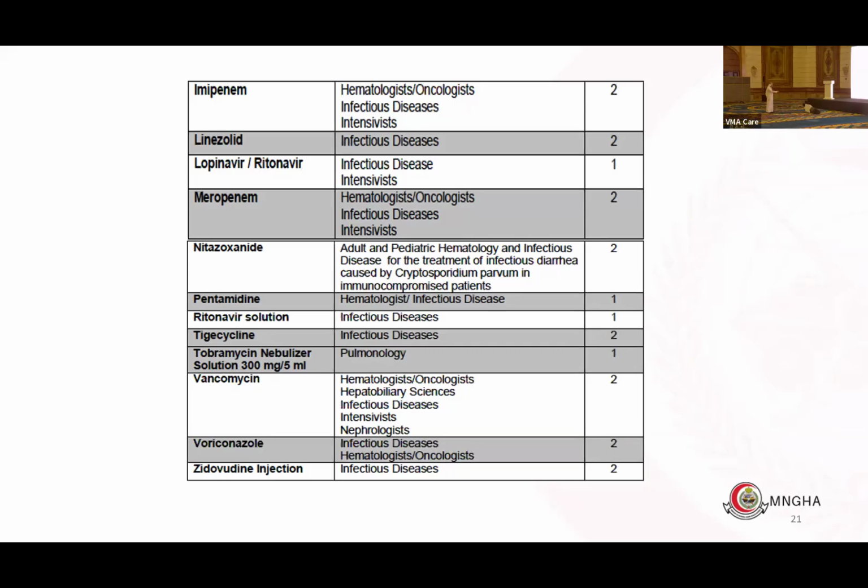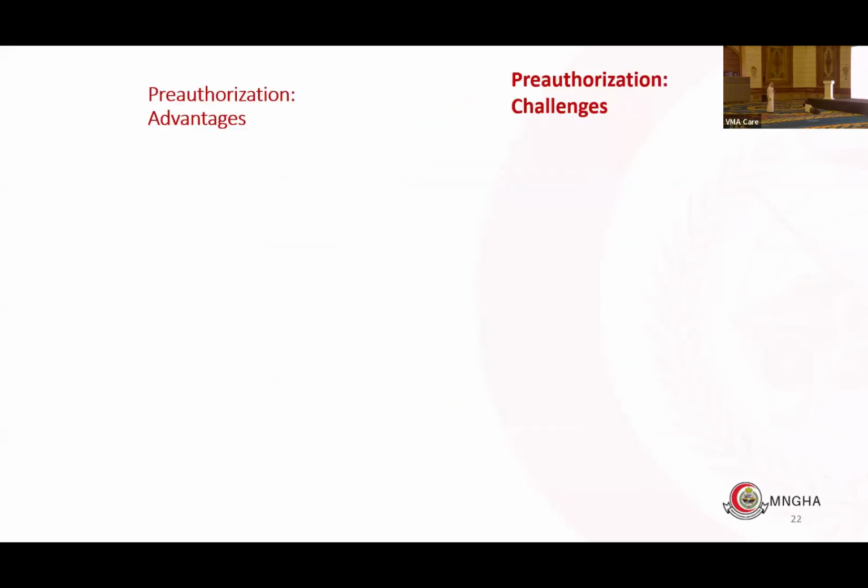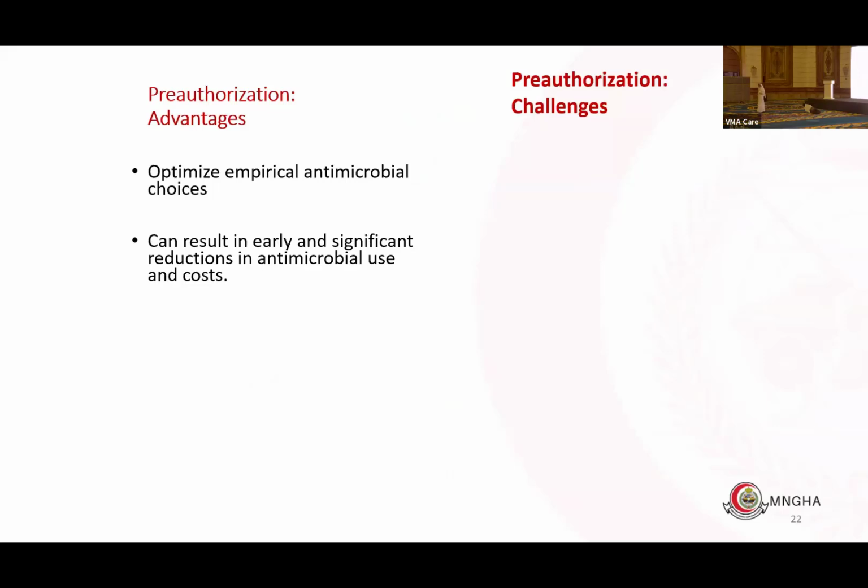Okay, again, what are the advantages and disadvantages of restriction or pre-authorization? So, optimize empiric antibiotic therapy, right? Before we start the antibiotic, I will know that I will approve only for certain indications. So I will optimize the empiric therapy, because even before starting the medication, I will make sure that he has the right indication. It can result in an early and significant reduction.